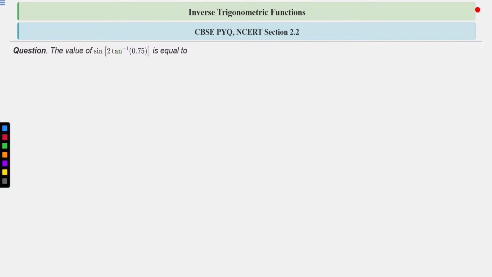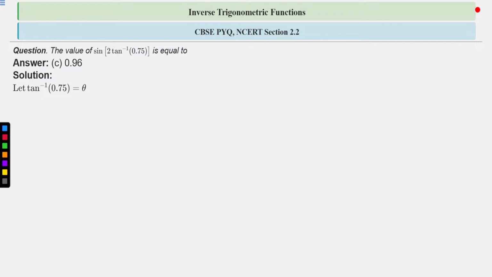We need to find the value of the expression sine 2 tan inverse 0.75. So the correct answer will be option C, which is 0.96. Correct answer is option C, which is 0.96. Got it? So let us move to the solution part.